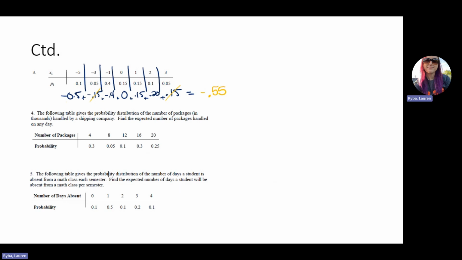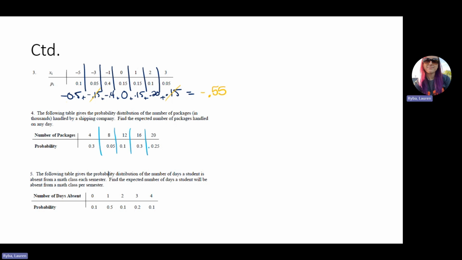So basically what happens is they tracked over however long how many packages they delivered every day. 4,000 packages were delivered in a day 30% of the time. 8,000 packages were delivered 5% of the time. 12,000 packages 10% of the time. 16,000 packages 30% of the time. And 20,000 packages 25% of the time. That's what this table is telling me here.